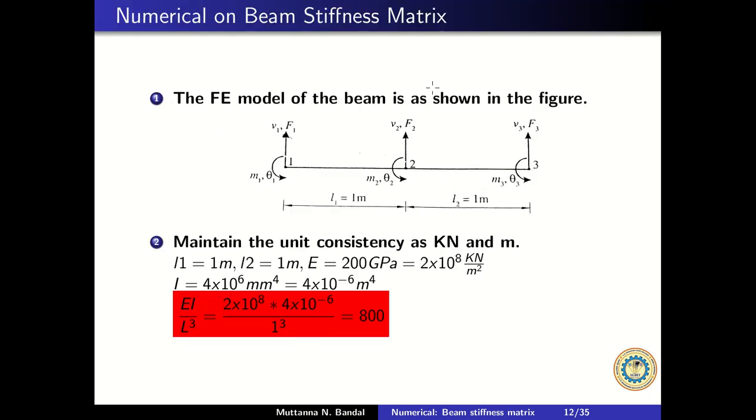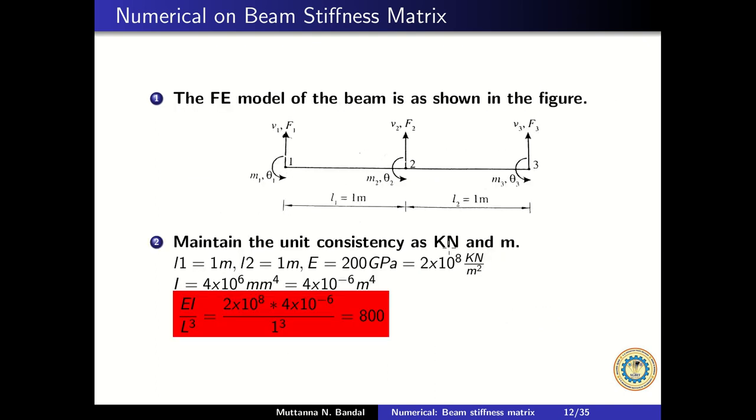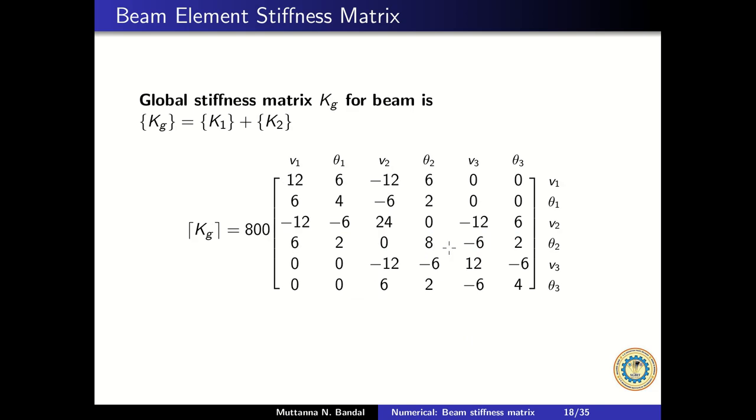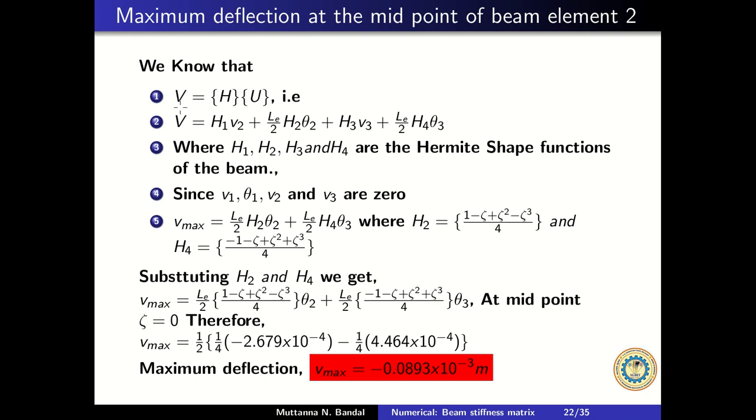because our problem is asked to find the deflection at the center of the portion of the beam carrying a UDL. So I have to find what is the deflection here. I know theta 2 and theta 3. So using the Hermite shape functions and thetas, I'll be calculating those terms. So for that, consider V is equal to H into U.